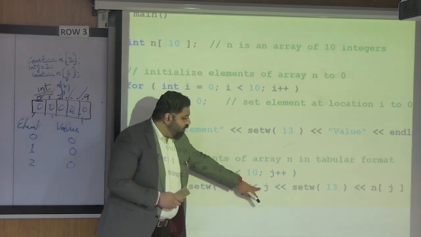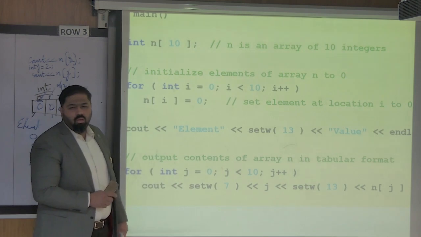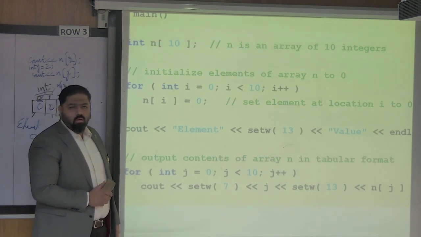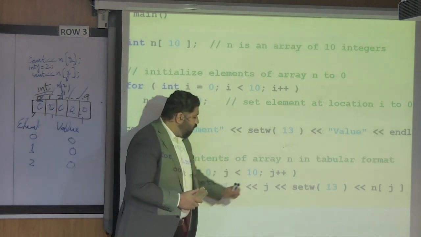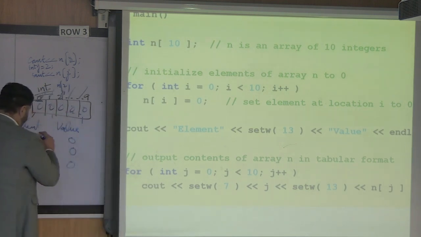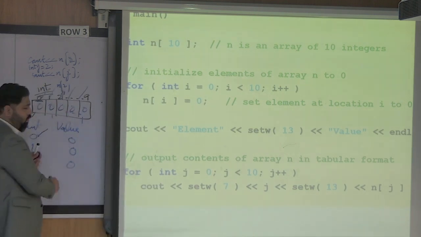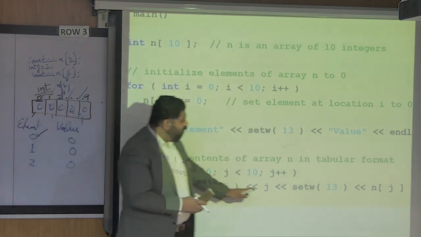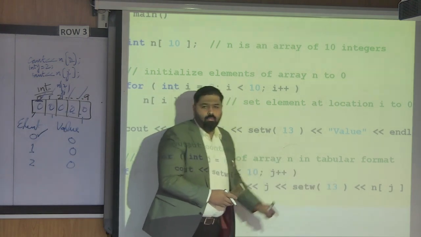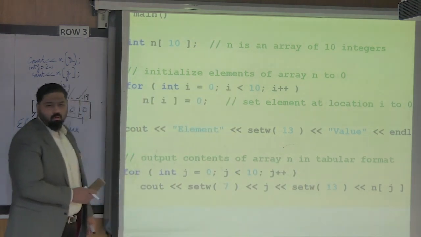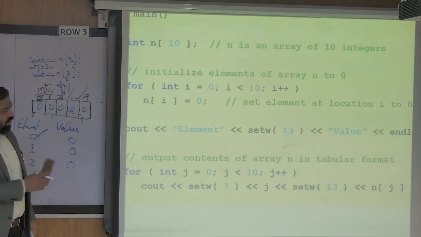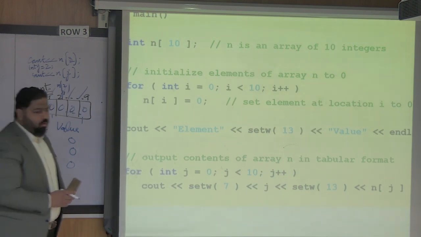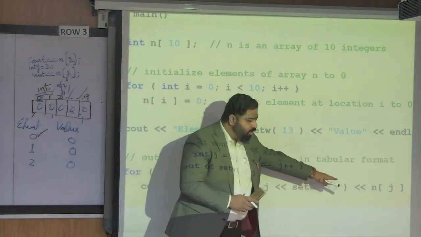What is the value of j? What was the value of j? 0. So 0 is displayed. The value of j is 0. What is your space? n of 0. What is the value in j? So n of 0. cout n of 0. What is the result?